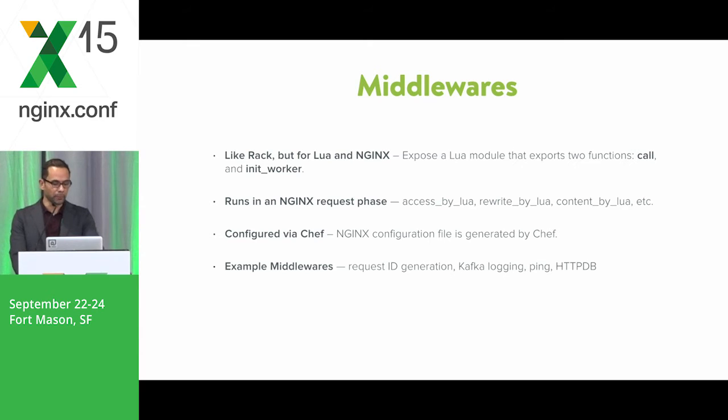So some of the example middlewares that we built, we have middlewares to do request ID generation. We do Kafka logging. We have a really simple ping middleware, and we have this little middleware that we called HTTPDB, which is a total mouthful. And we use that as an in-memory key value store with NGINX.